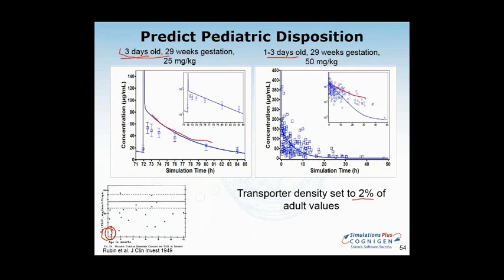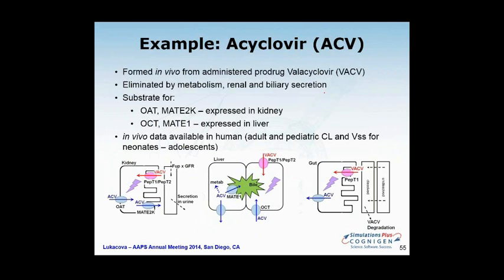So again, this shows that the strategy of using the clearances for a compound with a similar clearance pathway to glean the physiological information, and using it to predict the PK for other compounds, may be a valid approach. And the last example was acyclovir, which we presented again a few months ago at the AAPS meeting.